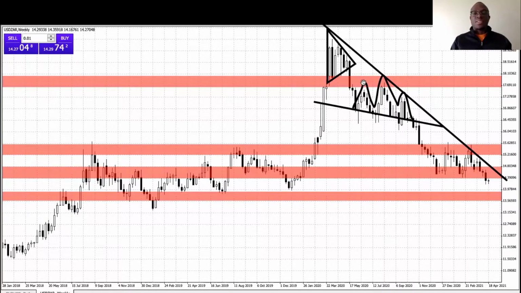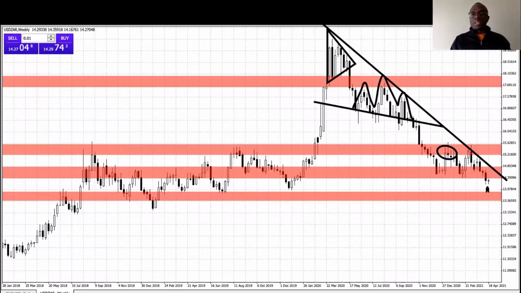So without wasting much of your time, let's get straight into our analysis. For this week, we have decided to retain the structures of this pair, which are leading us to the bearish bias that we have. We can notice again the smaller symmetrical triangle, the larger symmetrical triangle, the head and shoulder pattern, and also the bearish breakout that happened, which also had the double top here.